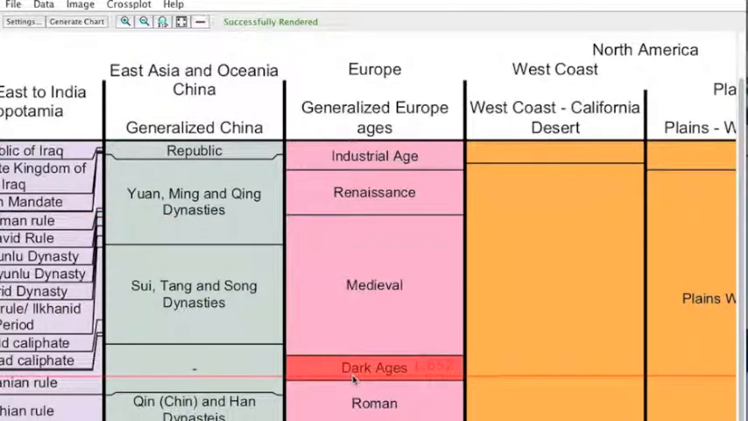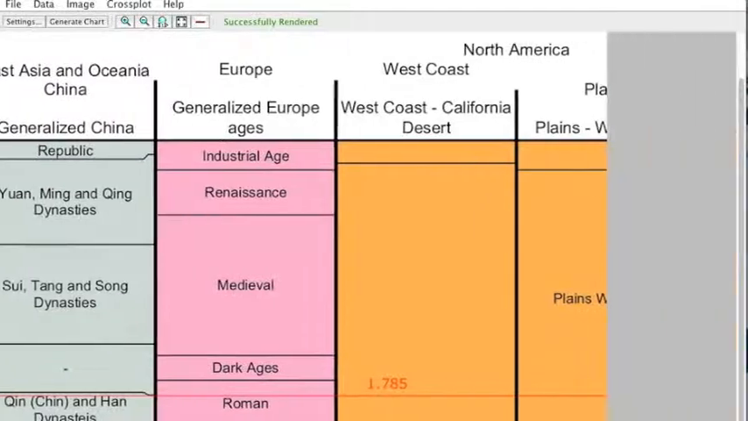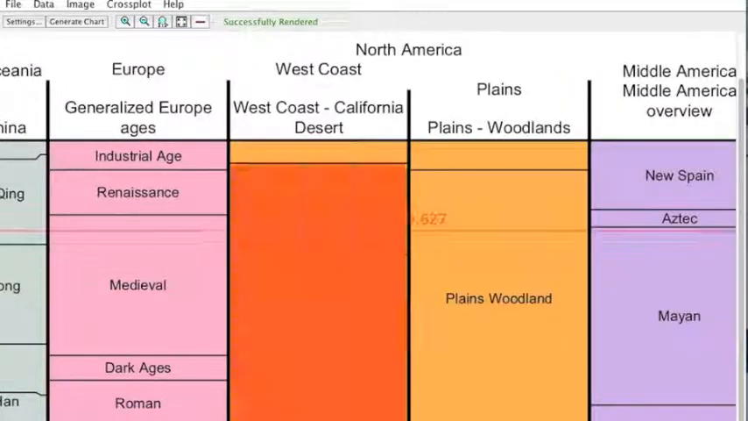The Dark Ages started 1677 years ago and ended around 1518 years ago, and before it was Roman. Okay, and what about North America?